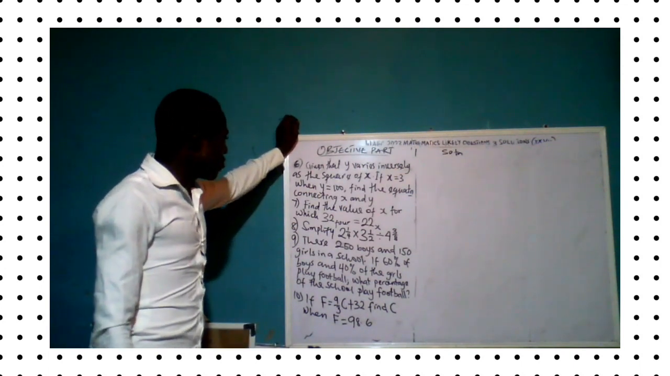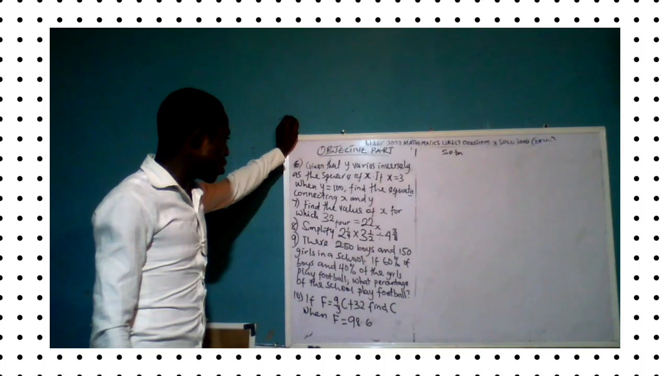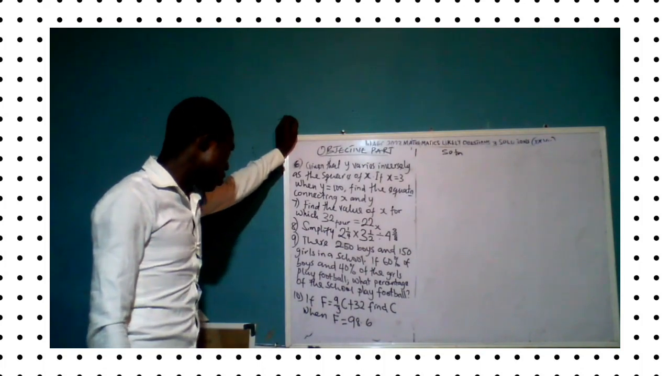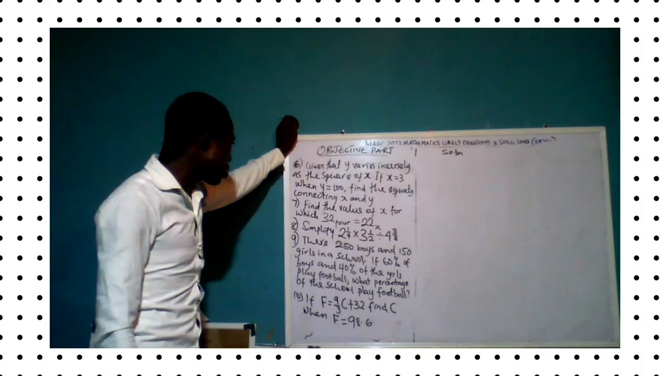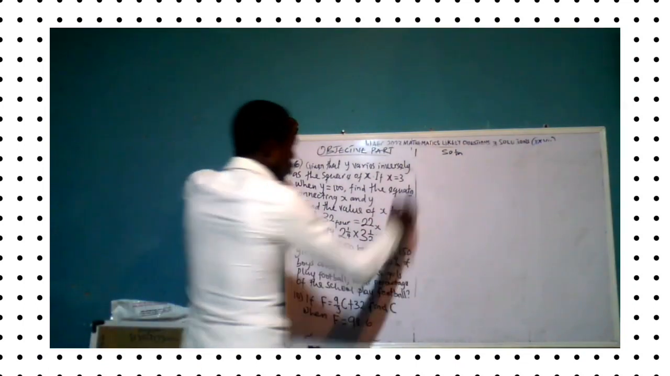Given that y varies inversely as the square of x, if x is equal to 3 when y is equal to 100, find the equation connecting x and y. Okay. Question number 6.